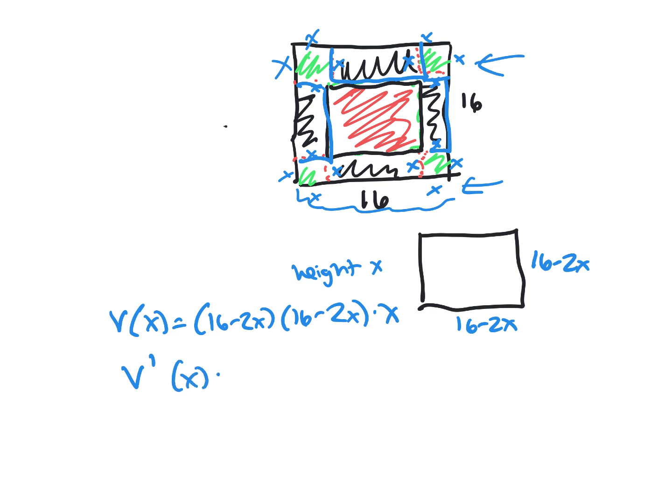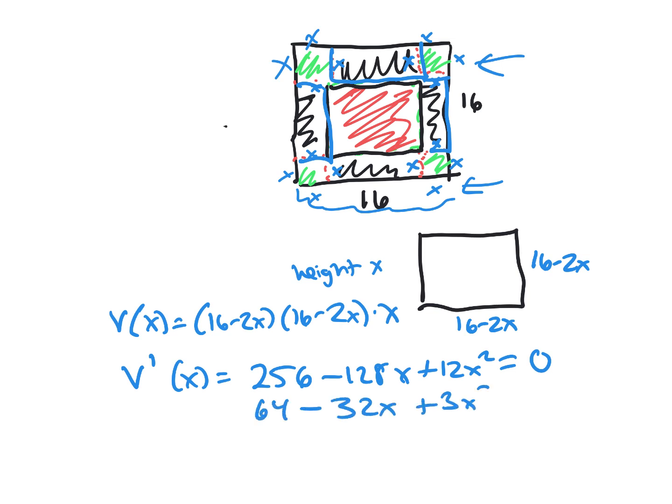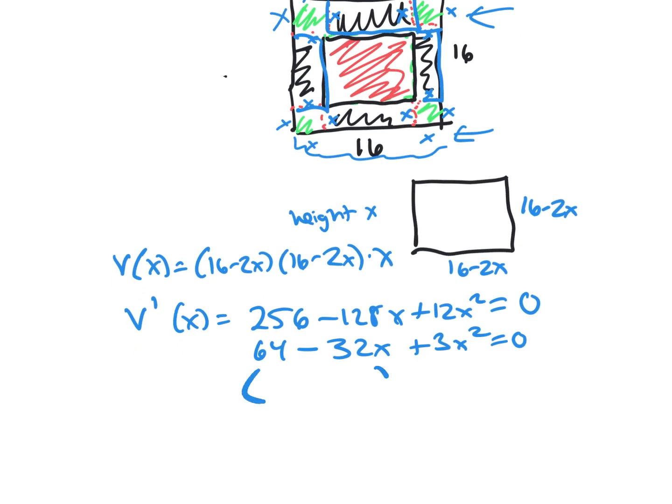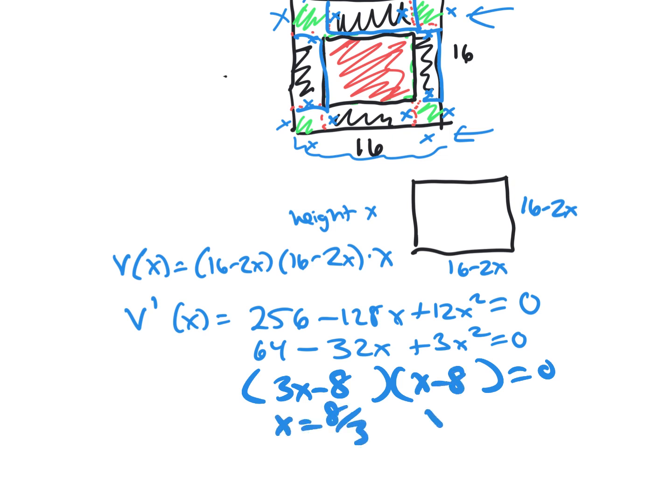So when you do the derivative, you end up with 256 minus 128x plus 12x squared. Again, setting that equal to 0. And then I notice, let's simplify by dividing by 4 before I factor: 64 minus 32x plus 3x squared. Again, you probably aren't going to have this big of numbers, but factoring this, I got 3x minus 8 and x minus 8. And so I got x is 8/3 or x is 8.